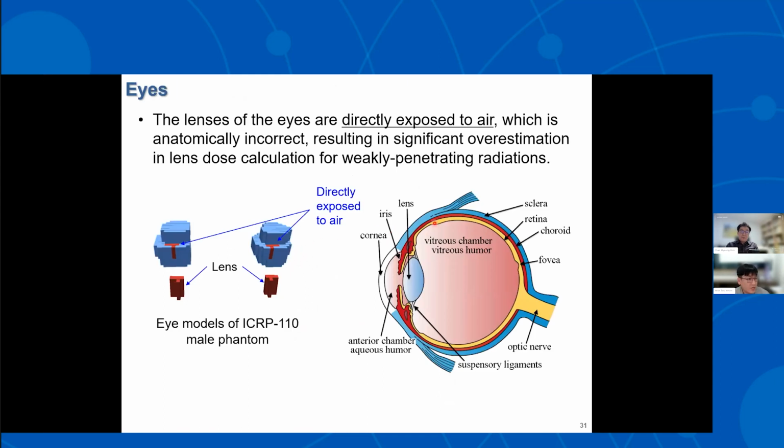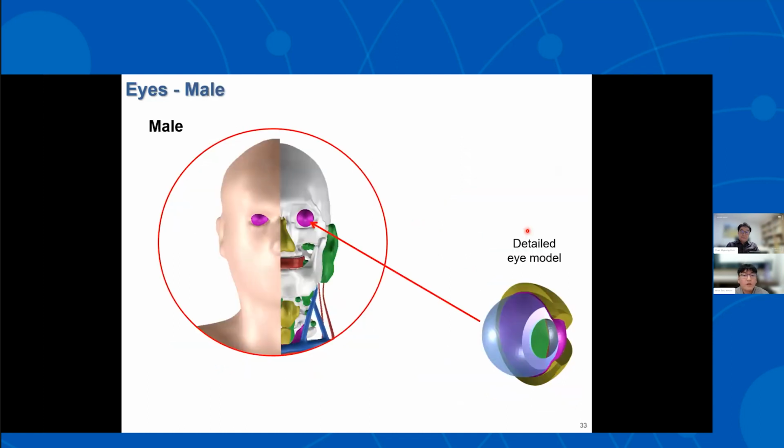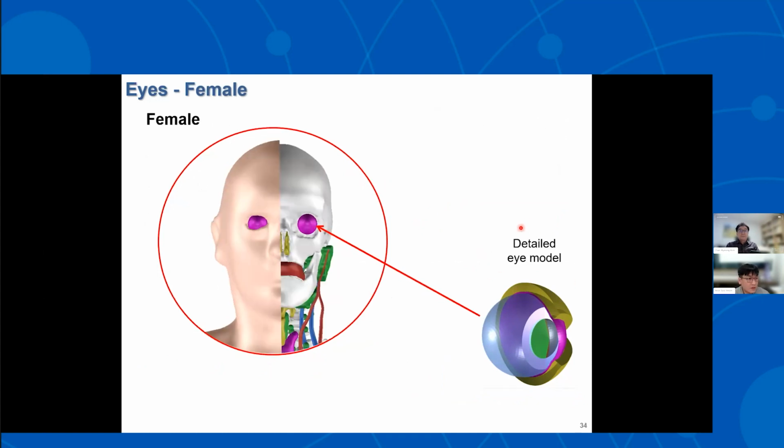As explained by Professor Kim, the lenses of the eyes in the voxel phantoms are directly exposed to the air, which is anatomically incorrect. Therefore, we reproduced the detailed eye model adopted in ICRP Publication 116 as a high quality mesh model, and then we installed the model into the mesh phantom. So this is the male phantom having the detailed eye model, and this is the female phantom.